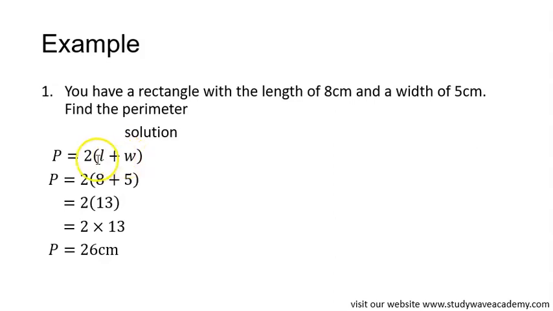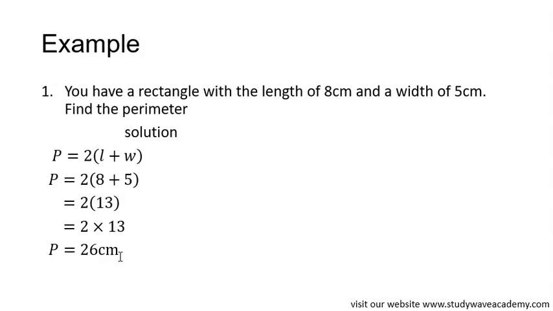So we input our numbers into the formula. So P equals 2 bracket, the length is 8 centimeters, so you write 8, and the width is 5 centimeters, you write 5. So we have 2(8 plus 5). 8 plus 5 is what? 13, right? So you have 13. And to open this bracket, we multiply. So we say 2 times 13 is going to give us what? 26 centimeters. So the perimeter of a rectangle that the length is 8 centimeters and the width is 5 centimeters is 26 centimeters, okay?